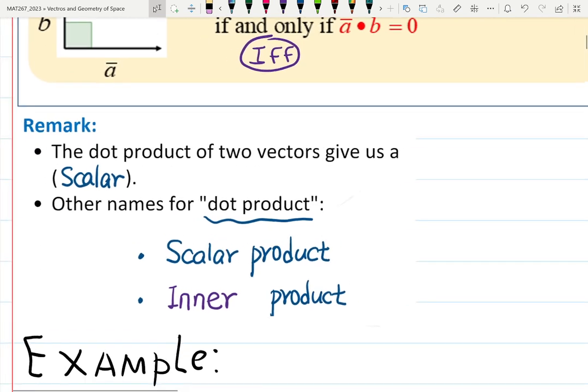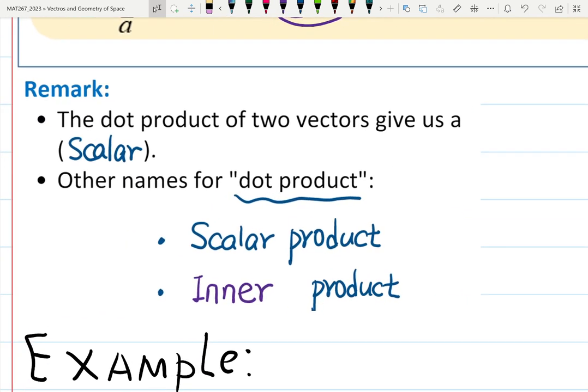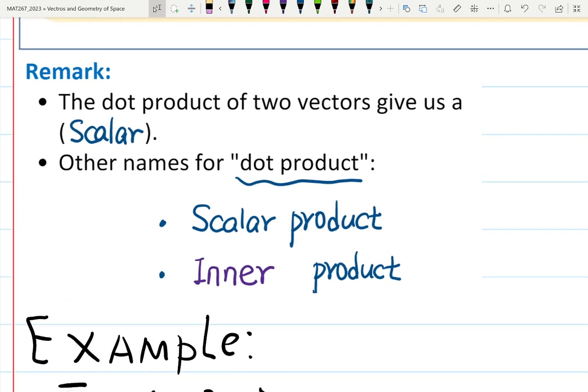So here it is, the idea. The dot product of two vectors gives us a scalar, or number. The other name of the dot product is the scalar product. In upper level classes, you will find it called the inner product, because of the formula.